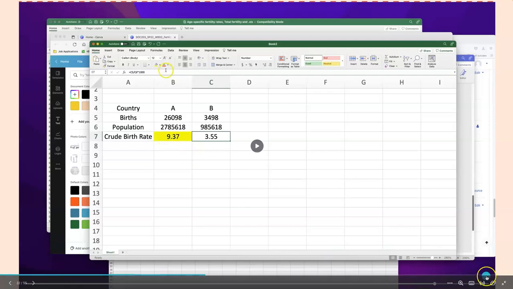So the crude birth rate will be 9.336, which means 9 point something for country A. But country B has about 3 point something, 3.5, which is lower than country A. So in country A, there were 9.37 births per 1000 people, but in country B, there were only 3.55 births per 1000. So we can see that in country A, there was more active reproduction of the population.